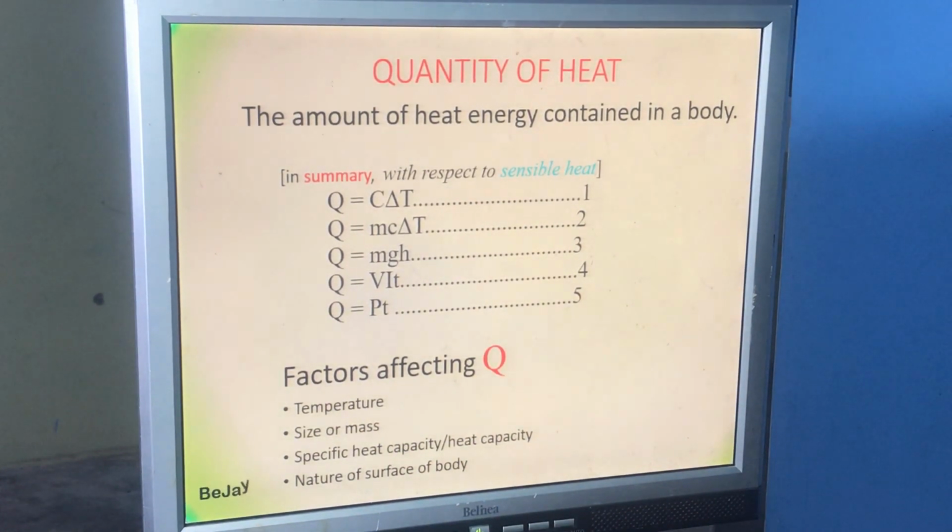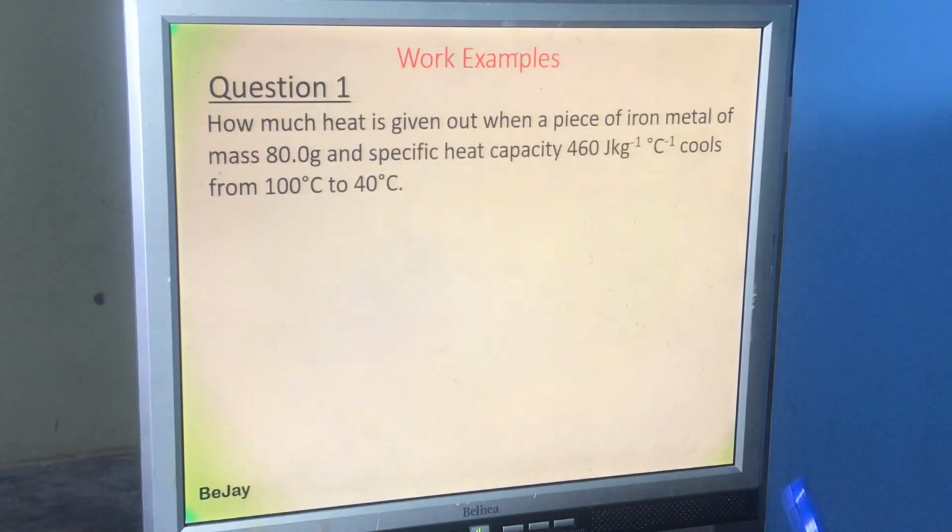Please take note of that. And then when we talk about the nature of surface of the body, we're talking about whether the surface is rough or smooth or dull. That is what we mean by nature of surface. Remember that dull surfaces absorb a large amount of heat. Shiny surfaces do not absorb a large amount of heat. So these are the factors that affect the quantity of heat contained in a body.